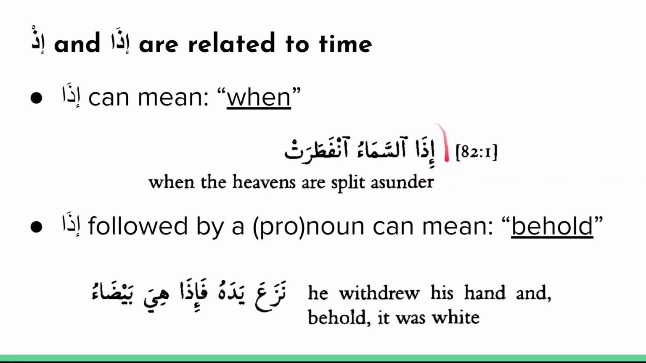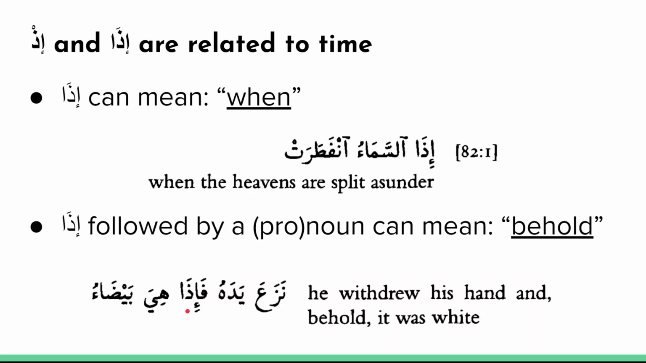Okay, so إِذَا. And as another usage of إِذَا, when it's followed by a noun or a pronoun, it can mean behold. So let's take a look at an example here. نَزَعَ يَدَهُ, so he withdrew his hand. فَإِذَا هِيَ بَيْضَاء, and behold, it was white. So in this meaning, it doesn't mean when. It means behold.